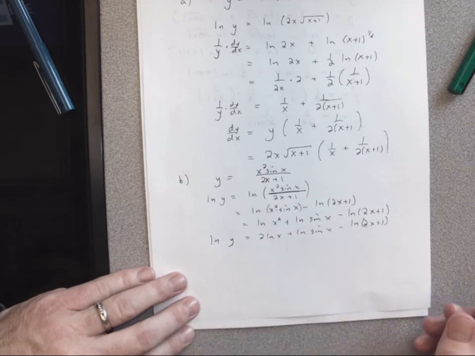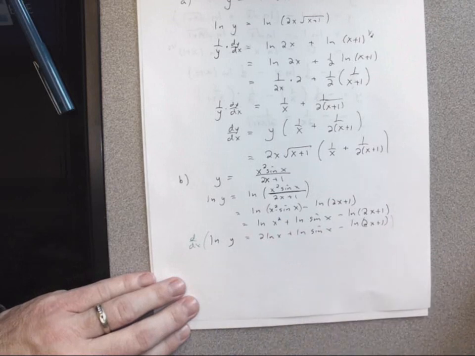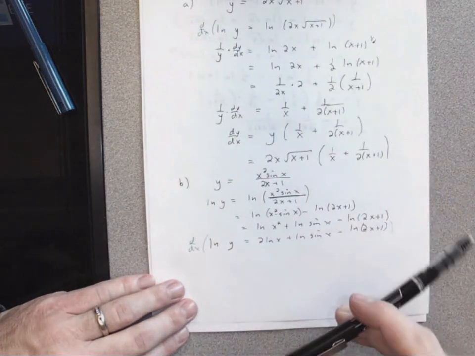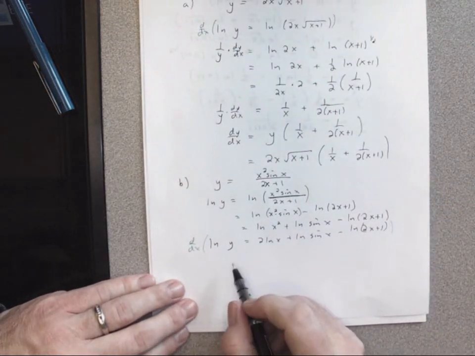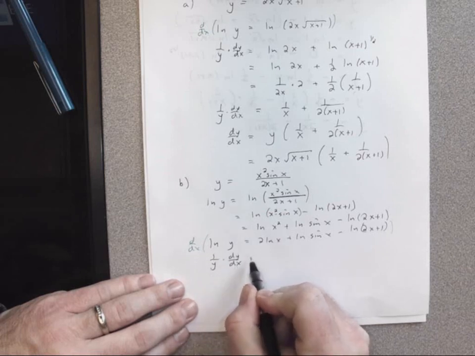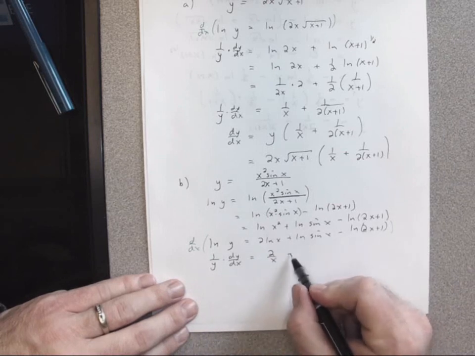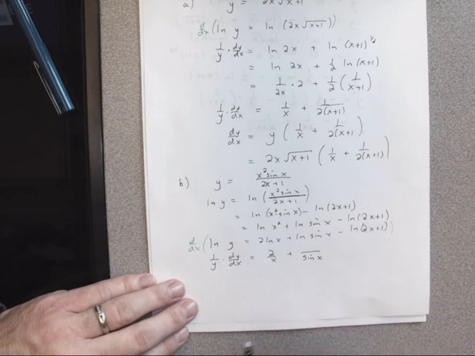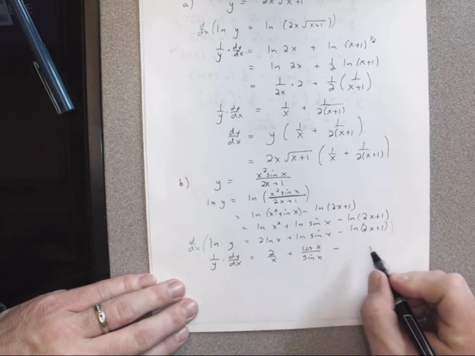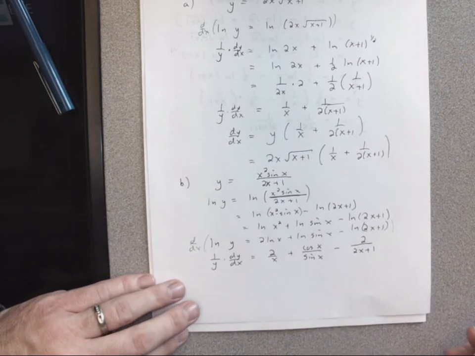So now what we're going to do is take the derivative of both sides. I'm going to take the derivative with respect to x of this entire expression here. This is going to be 1 over y times dy dx. Then over here we're going to have 2 times 1 over x, so 2 over x. This is going to be 1 over the sine of x multiplied by the derivative of the sine of x, which is going to be the cosine of x. And this is going to be 1 over that x plus 1 multiplied by the derivative of the x plus 1, which is going to give us 1.